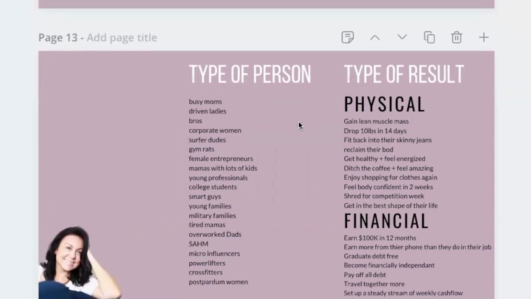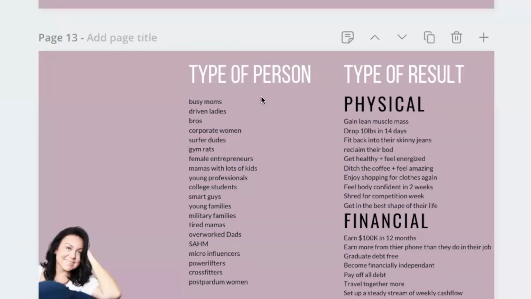So here's some examples. I don't know if these are super small for you guys. Maybe I'll be posting this, but let me give you some examples. I'm just going to read these out. Busy moms, driven ladies, bros, corporate women, surfer dudes, gym rats, female entrepreneurs, mamas with lots of kids, young professionals, college students, smart guys, young families, military families, tired mamas, overworked dads, stay-at-home moms, micro influencers, powerlifters, crossfitters, postpartum women. Examples. You could have your own, but see how that type of person is specific.